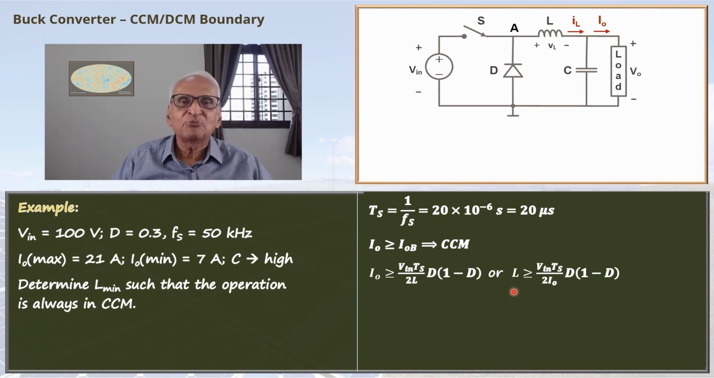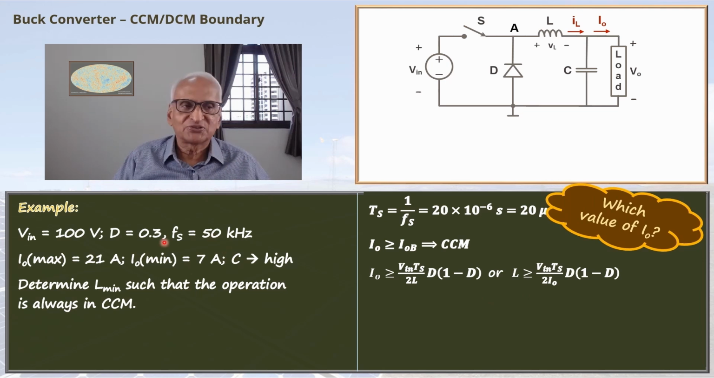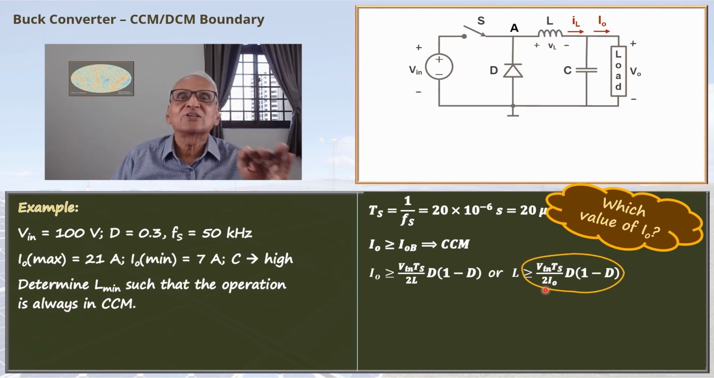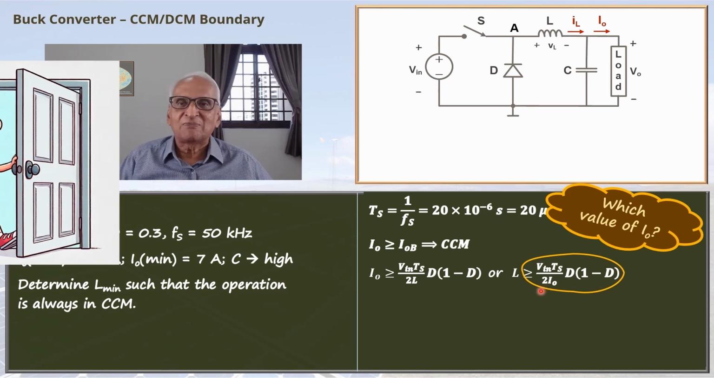So which I0 will you use? Will you use 7 amperes or 21 amperes? In other words, L minimum, the minimum inductance, has to be more than this. Will you use the largest number on the right hand side or the smallest number on the right hand side? Sometimes I find that students can get confused with it. To clarify that, let's use this example.